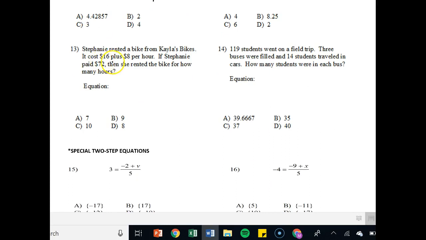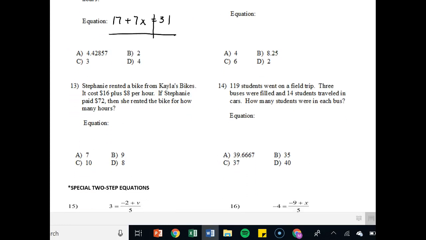It says Stephanie rented a bike from Kayla's Bikes. It cost 16 plus 8 per hour. If Stephanie paid 72, then she rented the bike for how long? Tell me what should the equation be, and if you are struggling, look back up at 11.